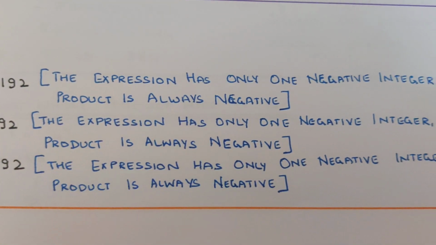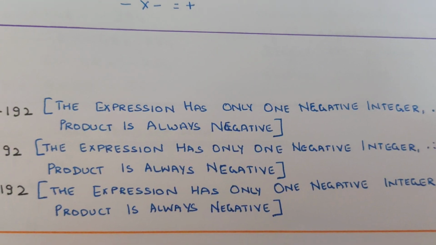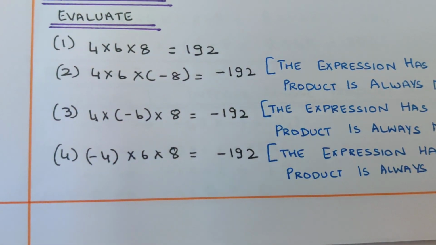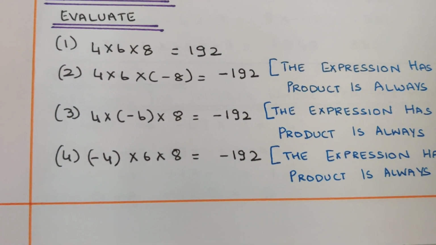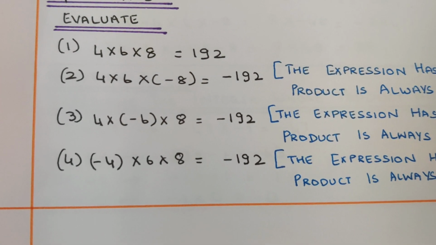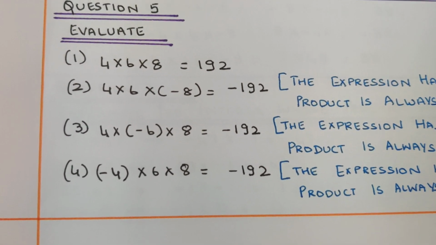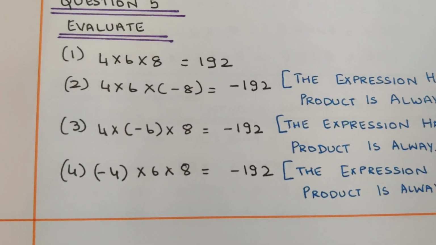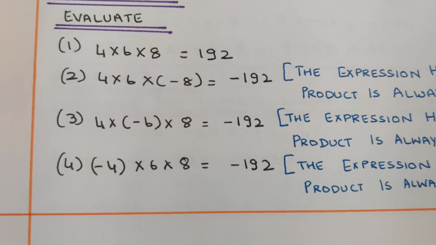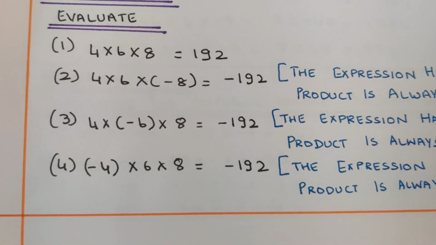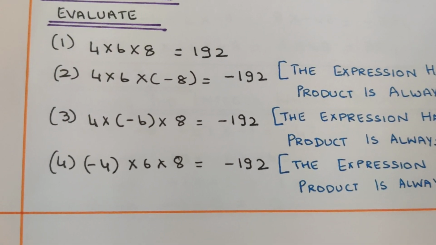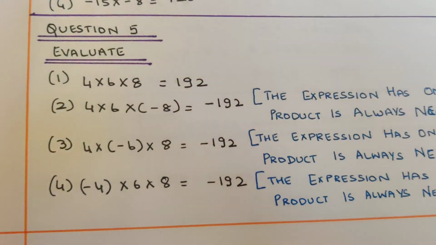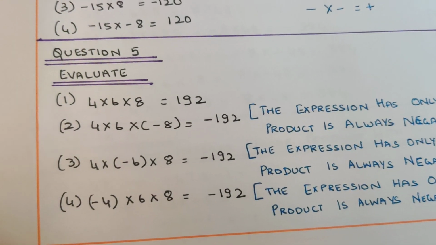The reason being, the expression has only one negative integer, therefore the product is always negative. Similarly, the third sum is 4 into minus 6 into 8. Answer is minus 192. The signs are in different places, but the expression just has one negative sign and therefore the product is negative. Again, the fourth sum is the same. It is minus 4 into 6 into 8. The answer would be minus 192, because we have just one negative sign in the expression and the product will always be negative. Please understand the importance of the sign.